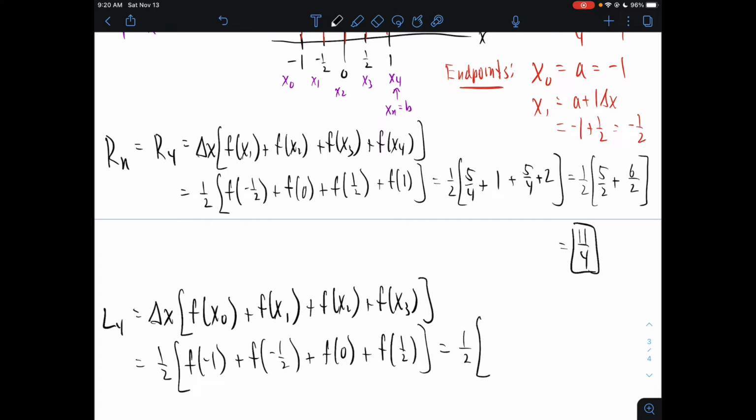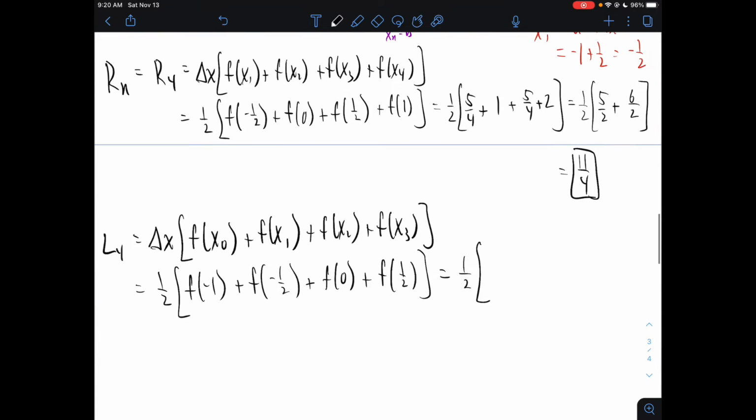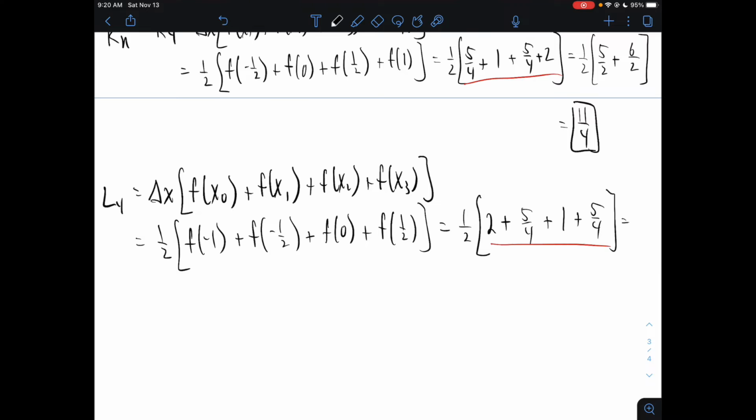The value of the function at -1, we already found that, it's 2. We already found f of -1/2, 5/4. We already found f of 0, 1. And we already found f of 1/2, another 5/4. Notice, in this particular case, because of the symmetry of this parabola, we get the same numbers that we're adding up. So in fact, in this case, the left and right endpoints yield the same sum, 11/4. So that shows you how to use right and left endpoints.